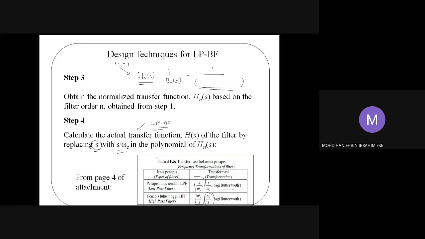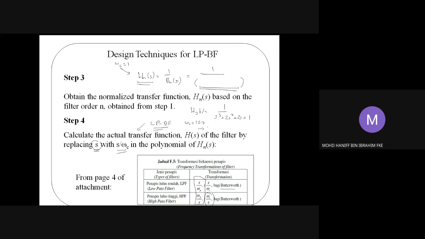And if your filter is a high pass type, the s shall be substituted by omega C divided by s. For instance, I give you a very simple example. Let's say H3(s) equals 1 over s^3 + 2s^2 + 2s + 1. This is your normalized transfer function. Along the way, you manage to get that the cutoff frequency omega C equals, let's say, 15.7 radians per second.